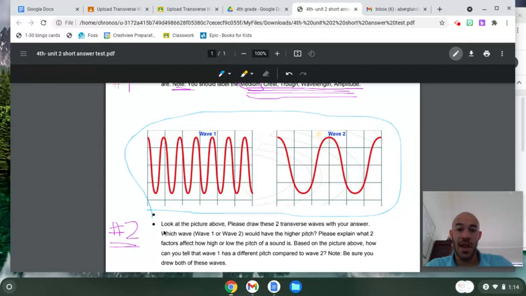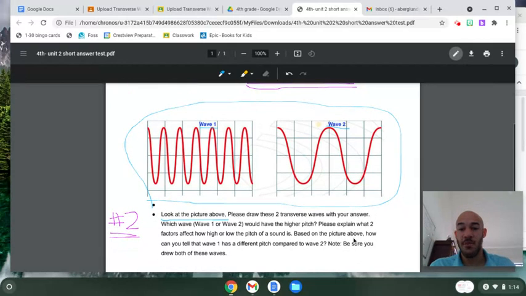Here we go. Look at the picture above. Please draw these 2 transverse waves with your answer. Here's the question. Which wave, wave 1 or wave 2, would have the higher pitch? Please explain what 2 factors affect how high or low the pitch of a sound is. Based on the picture above, how can you tell that wave 1 has a different pitch compared to wave 2? Note, be sure you drew both of these waves.